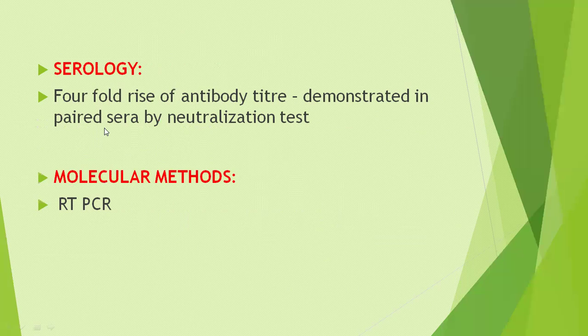Next, serology. We can detect the antibodies, and for this we need a serum sample. We can detect a 4-fold rise of antibodies in paired sera by neutralization test. What is meant by paired sera? Paired sera means 2 samples collected within 1 to 2 weeks of interval. After collecting the first sample, within 14 days the second serum sample is collected.